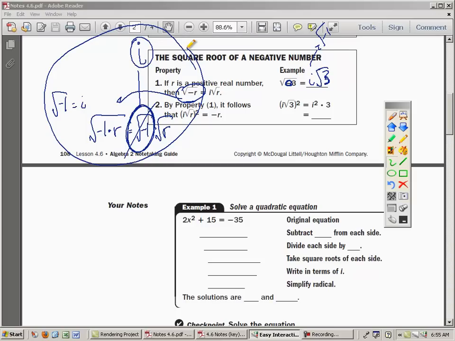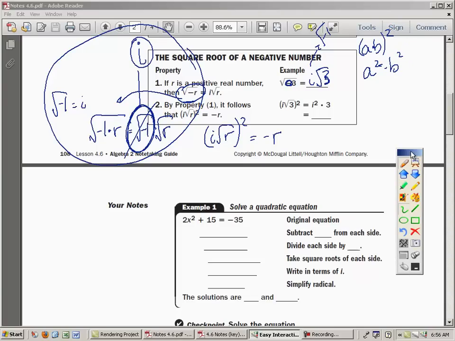All right, by property number 1, it follows that i radical r, squared, is equal to negative r. Now, why is that true? Well, remember from properties of exponents way back in Algebra 1, we said that ab squared is the same thing as a squared times b squared. So if I have the product of two things squared, then it's basically both of them squared. Recognize, please, that this is not the sum of those two. When we square a sum, hopefully you remember that you have to FOIL. But that's not what we're doing here. We're squaring a product, and so this becomes i squared times the square root of r squared.